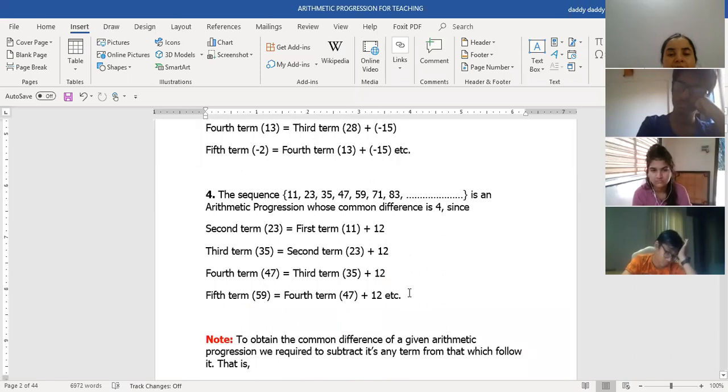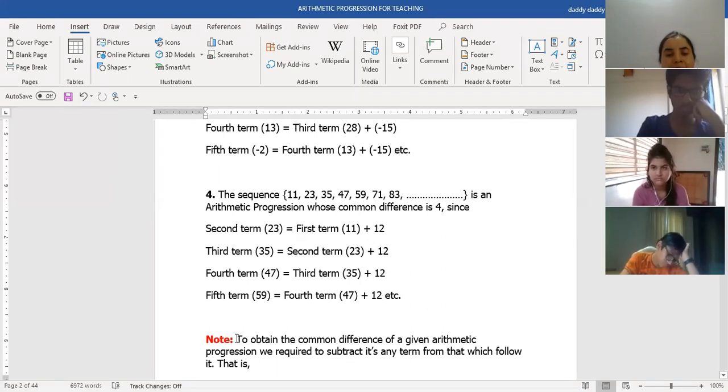Here also another example. Again, the series is an ascending series. So numbers are increasing. So second term is nothing but first term plus common difference. Again, third term is nothing but second term plus common difference. So throughout you will see this pattern will be followed.